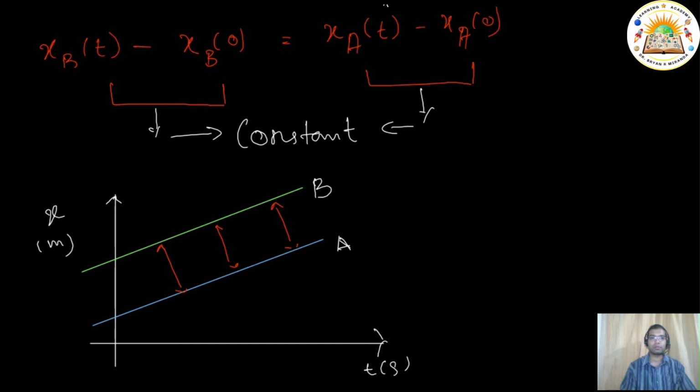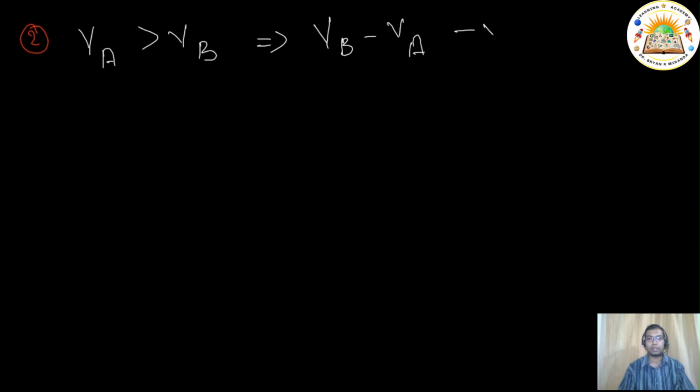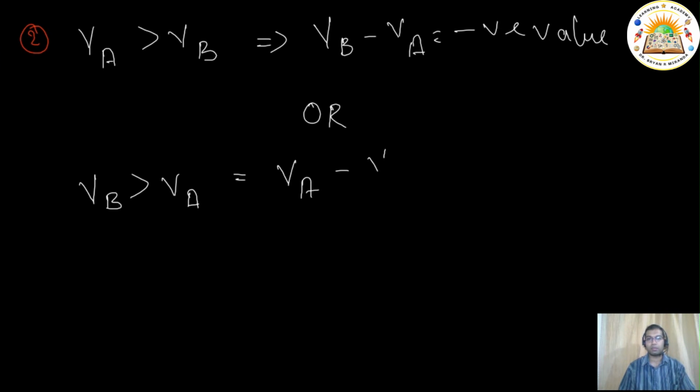Now let us look at the second case. In the second case, I can take it as VA greater than VB. That would imply if I take VB minus VA, I will get a negative value. Or if I have VB greater than VA, since we had two different equations, the understanding would remain the same. VA minus VB, that means a negative value of velocity. Now, what is the meaning of this if you are going to plot a graph? Here we are not going to substitute this in the equation, but we are just going to plot a graph and try and understand what it is trying to tell us.